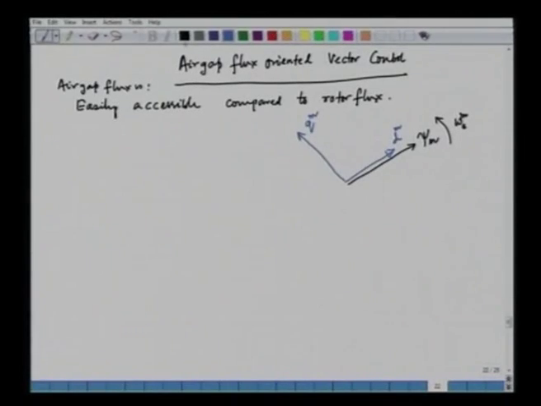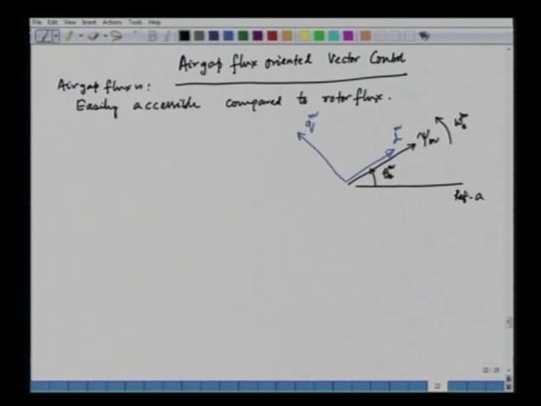So, we have the stationary phases. The stationary phase is here, this is a reference phase, and this angle that we have here is theta e m. What we have to do is find out theta e m, and if we know theta e m, we can transform the variables in the air gap flux reference frame to the stationary a b c. We have phase A here, phase B 120 degrees away from this, phase C 240 degrees away from phase A, and hence if we know the angle theta e m, we can evaluate I A, I B, I C in the actual phase variables of the induction machine.